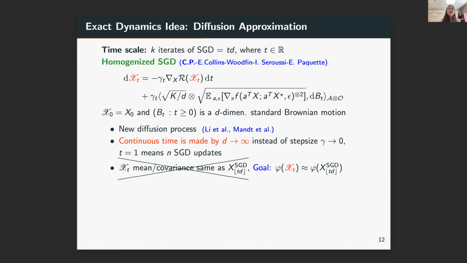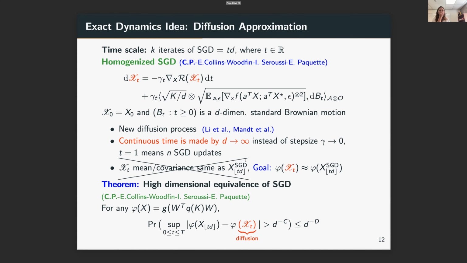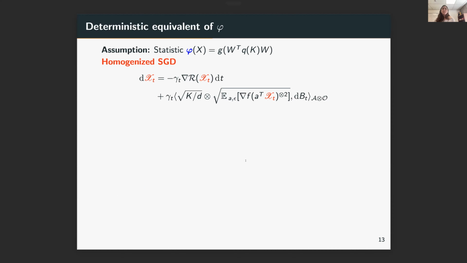And you can do that basically by reducing the complexity in the covariance and using high dimensionality. So it reduces some of the complexity overall. And then you can show that indeed, this process is exactly what you want. It is the high dimensional equivalent of SGD. Any statistic under SGD will concentrate around the statistic under the diffusion process with overwhelming probability. Okay, so that's pretty cool.